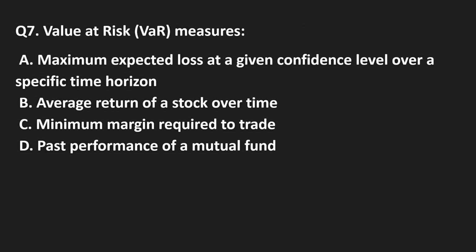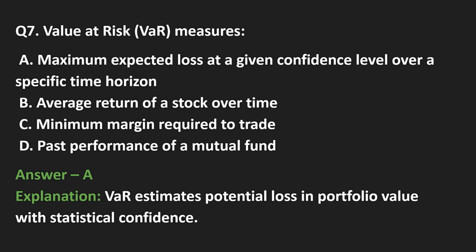Next question. Value at risk measures. Option A, maximum expected loss at a given confidence level over a specific time horizon. Option B, average return of a stock over time. Option C, minimum margin required to trade. And option D, past performance of a mutual fund. Correct answer is option A, maximum expected loss at a given confidence level over a specific time horizon.